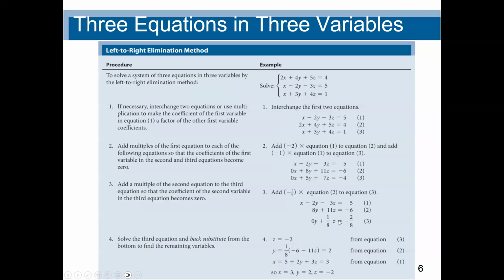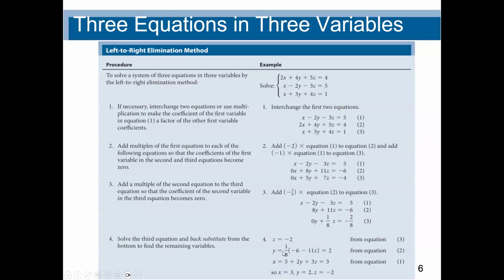Now, if z equals negative 2, I'll go to the second equation. So we are going to get 11 times negative 2, which gives us negative 22. So that's what we did here.